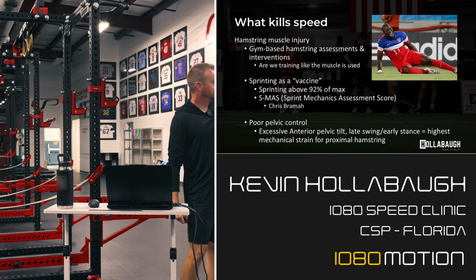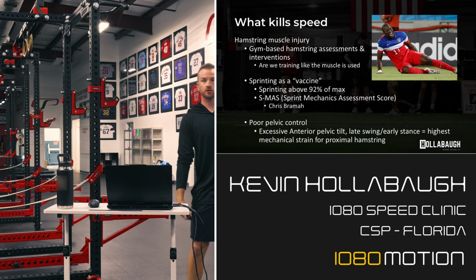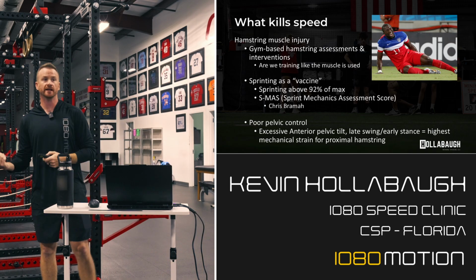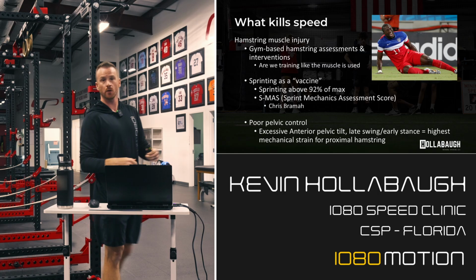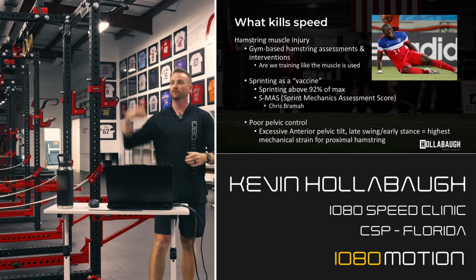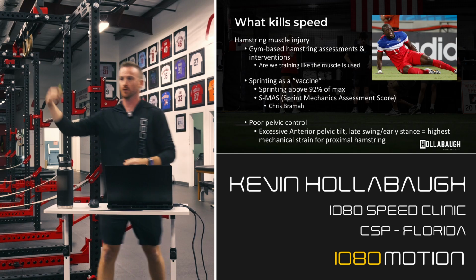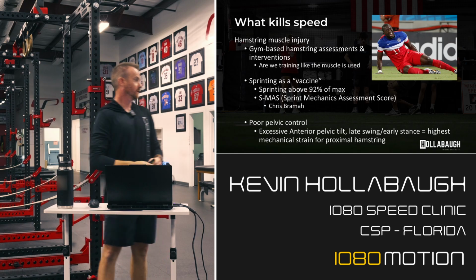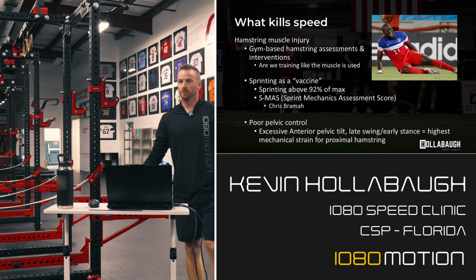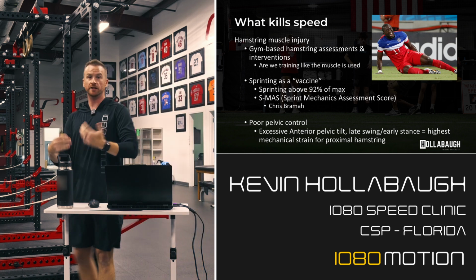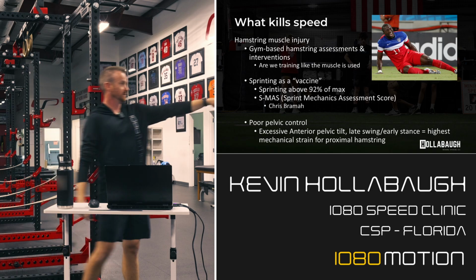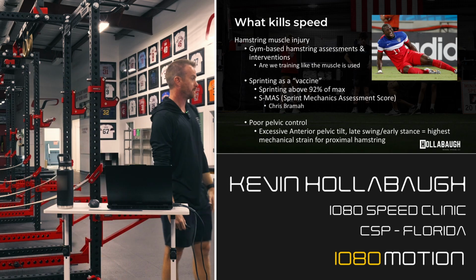What kills speed? Hamstring injuries. Eric mentioned it a little bit. We have a whole hamstring mitigation group. The idea is I want to identify players who are at increased risk of a hamstring injury. I want to get in front of that. Let's identify that with our evaluation right away. We know sprinting can be a vaccine. Sprints around 92% of max velocity are what's going to help us prevent these hamstring injuries.